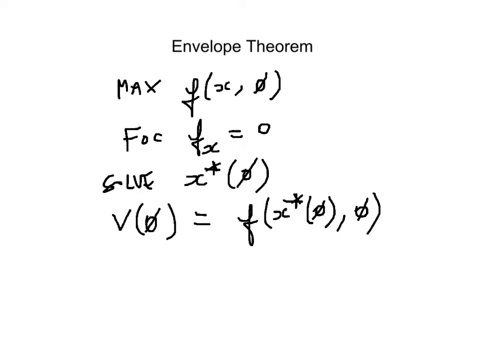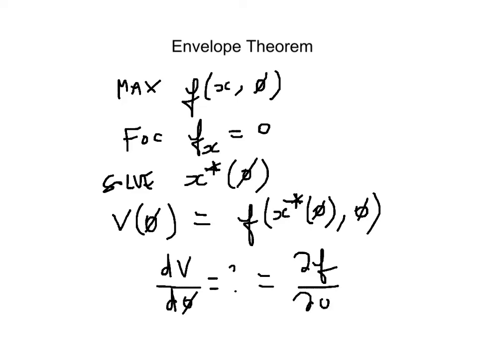Now the question that we're looking to address here is how does the value function change when the parameter changes? So what is dv d phi? And the theorem is going to tell us, I'm going to prove this for you, that this is none other than the partial derivative of f with respect to phi. So how do I go about proving something like this?